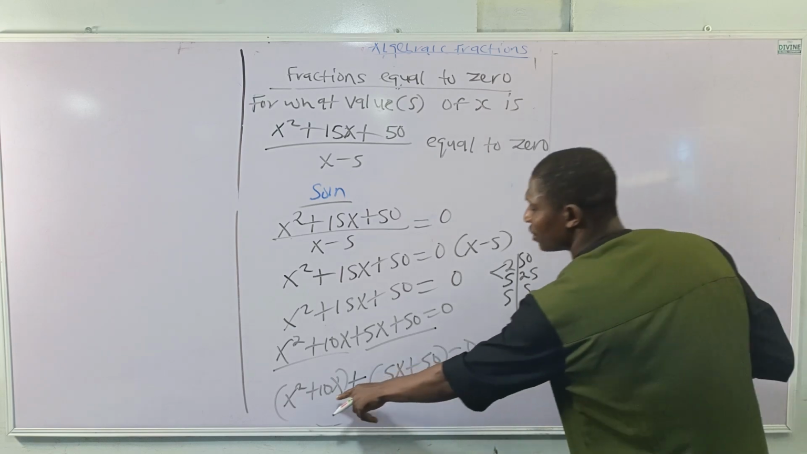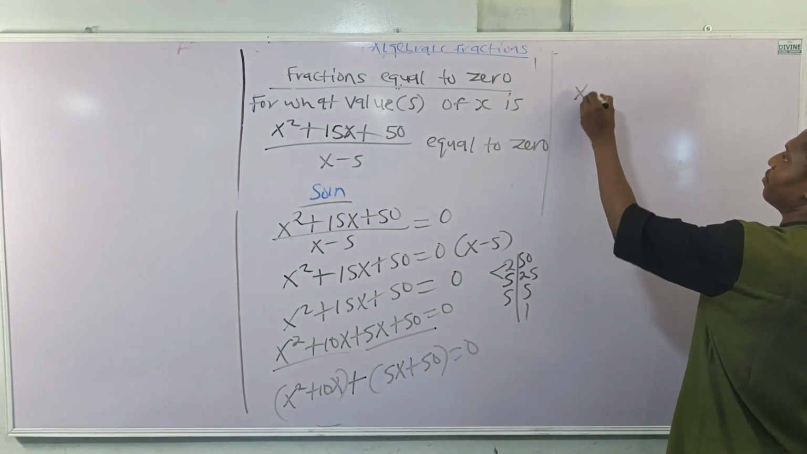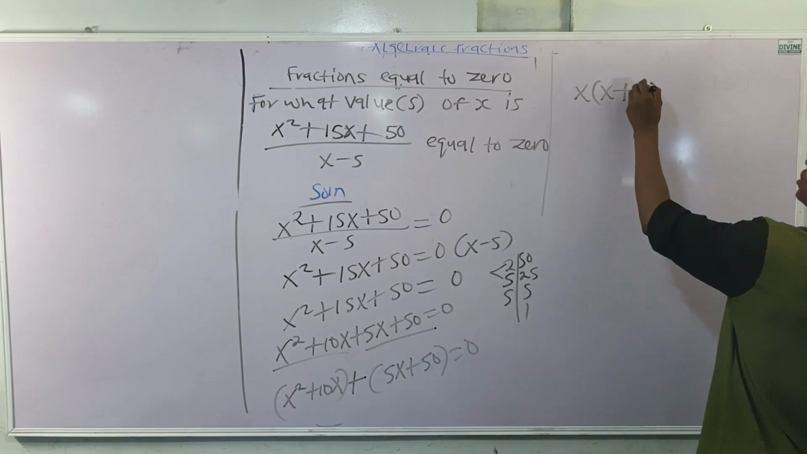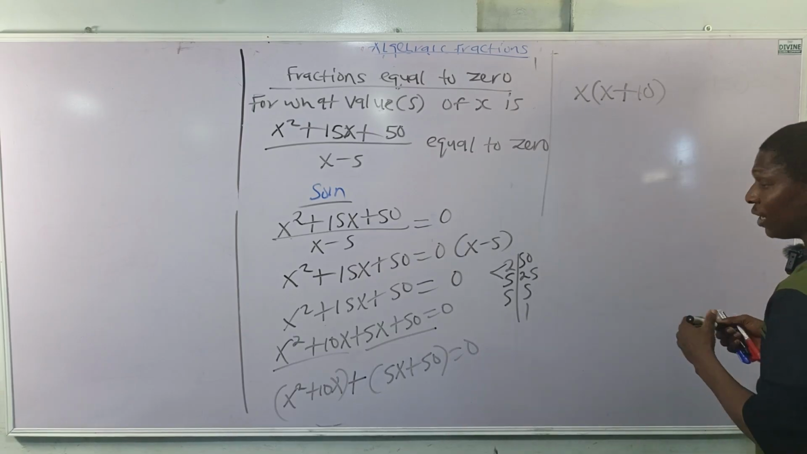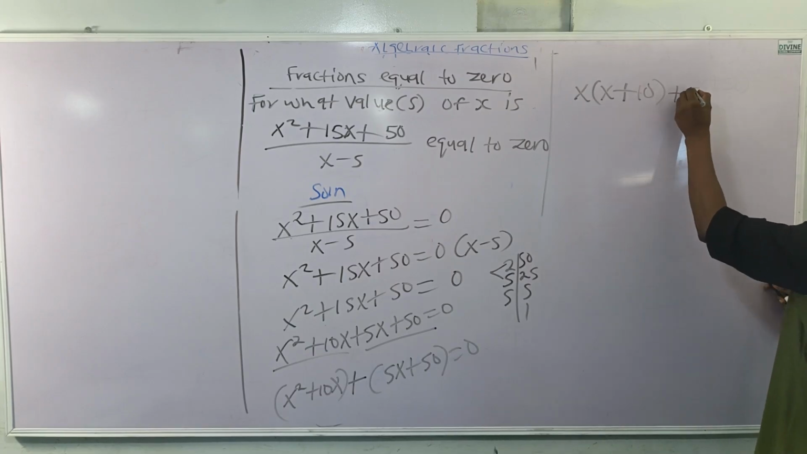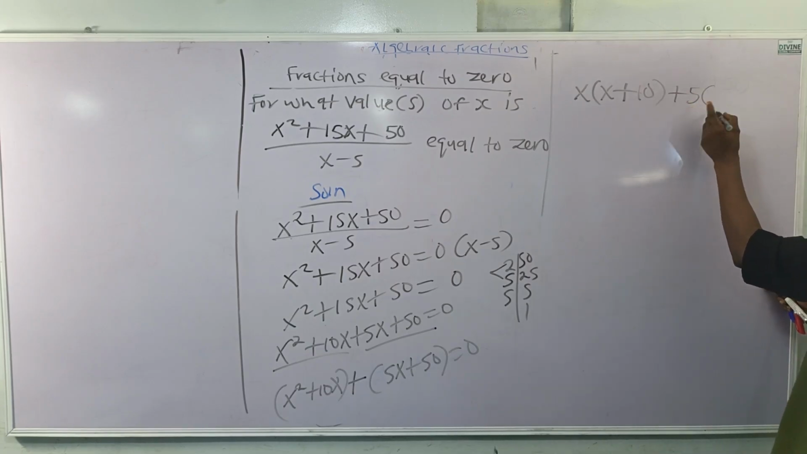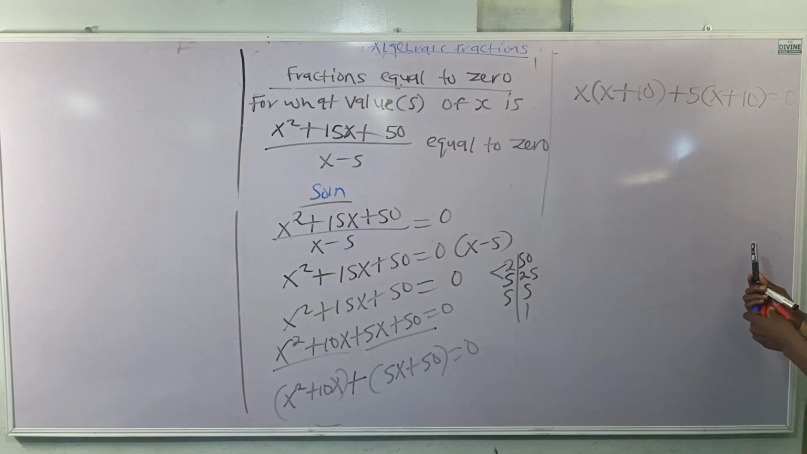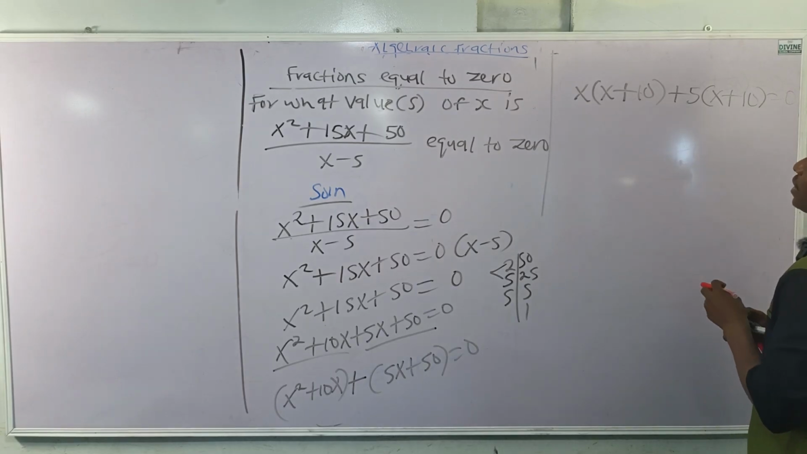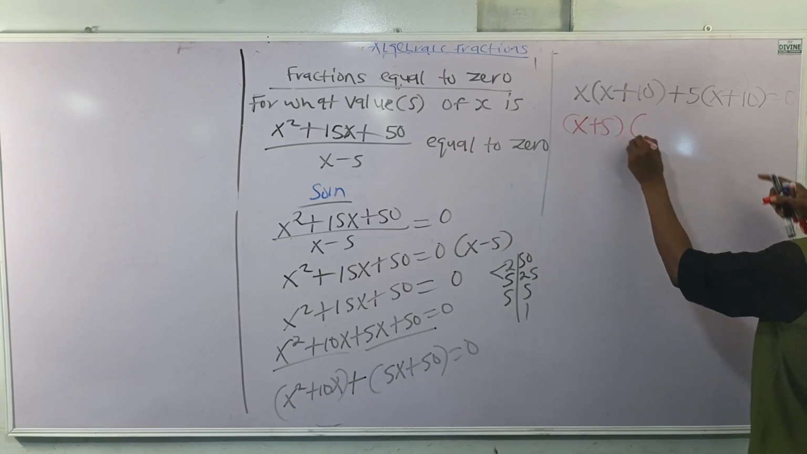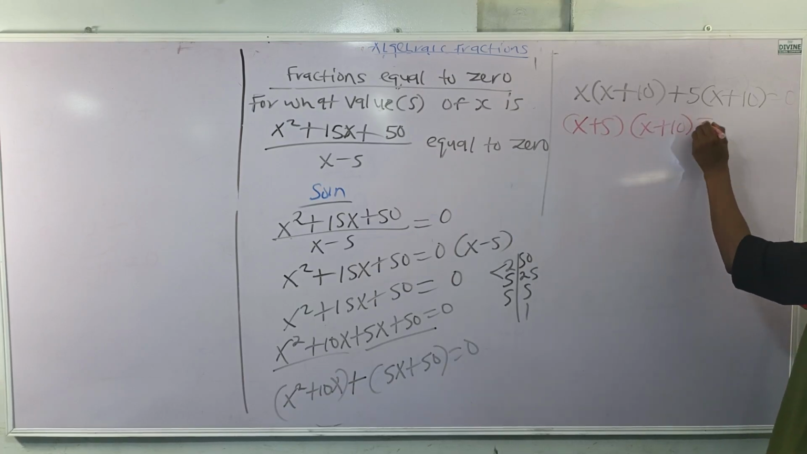And you can see that s is common here. I'll have s bracket, s squared divided by s is s, plus 10s divided by s is 10, close bracket. In the other side, I'll have plus, what's common? 5. 5s divided by 5 will give me s, and 50 divided by 5 will give me 10, equal to 0. And therefore I'll have it as s plus 5 in brackets, s plus 10 to be equal to 0.